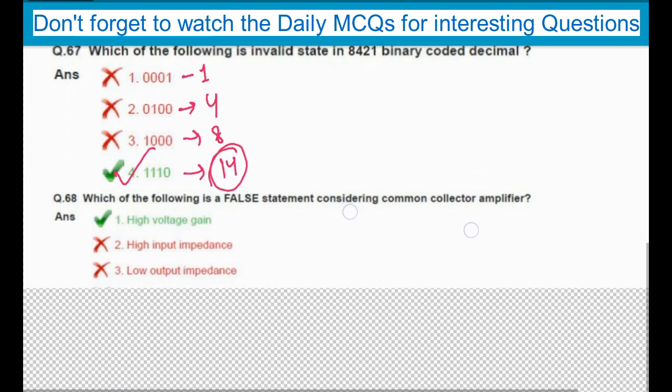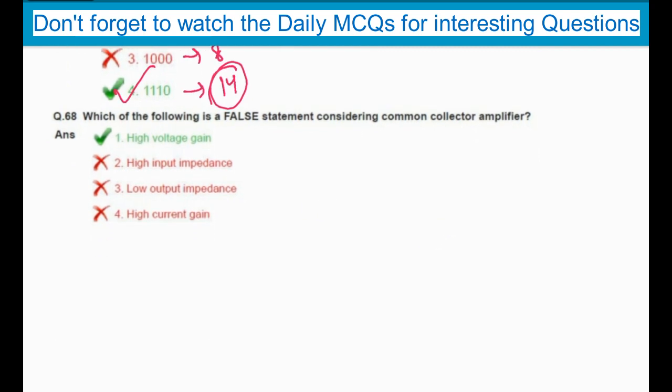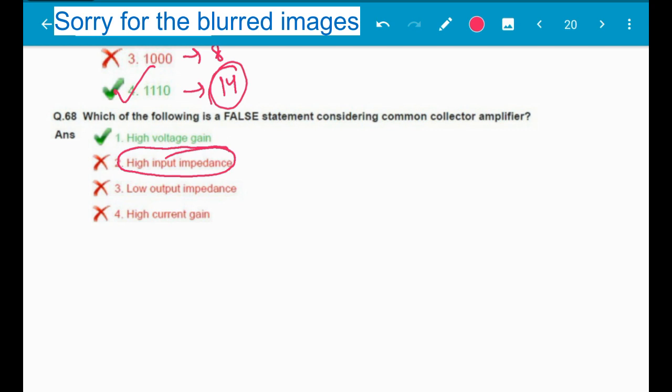Next is, which of the following is a false statement considering the common collector amplifier? In case of a common collector amplifier, option 2, high input impedance, this is correct, because of high input impedance, generally the common collector amplifiers are used for the voltage buffer circuit. Option 3, low output impedance, this is also correct, low output impedance.